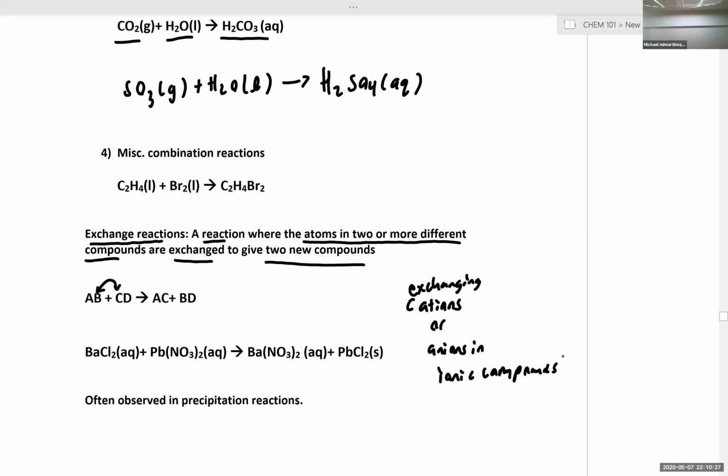Just like when we discussed predicting the products from precipitation reactions, quite simply, I told you to take your cations and swap them and see whether an insoluble product is generated. Precipitation reactions fundamentally are exchange reactions. We are exchanging our participating atoms or ions to yield two new products.